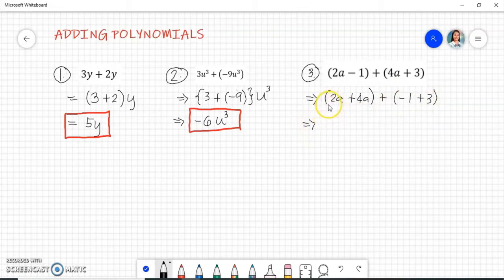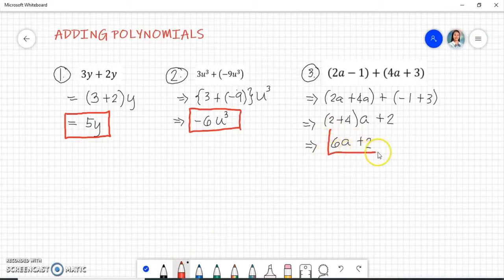Okay, so as I've said, separate the numerical coefficients 2 and 4. Then copy variable a. Please simplify negative 1 plus 3. The answer is 2. And lastly, 2 plus 4 is 6, right? 6a plus 2. And that's it. That is now the final answer.